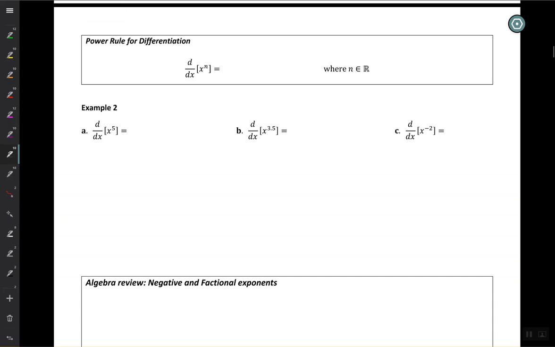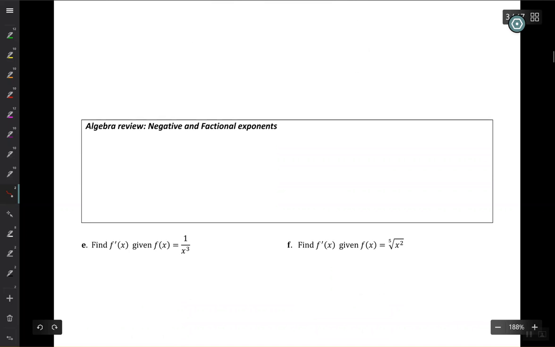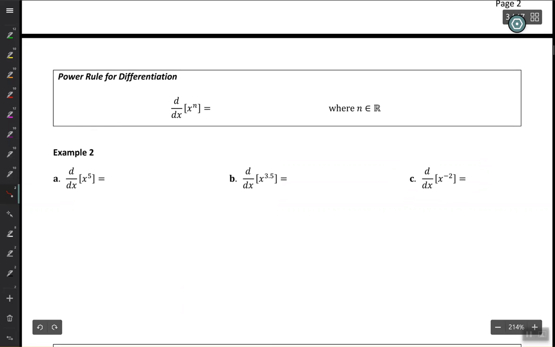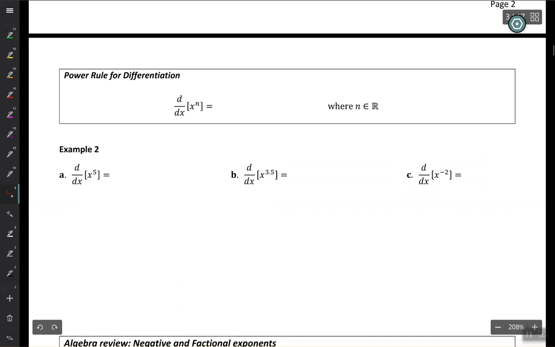Excellent. So in this video, we're going to look at power rule, how to take the derivative of x to a power, and do example 2, parts A through F there. So power rule is one of everybody's favorite. The derivative of x to a power, right? Take the derivative of x to a power.